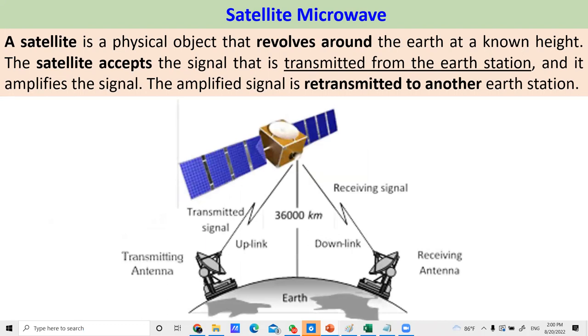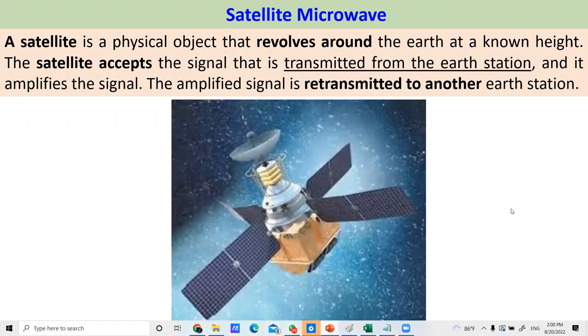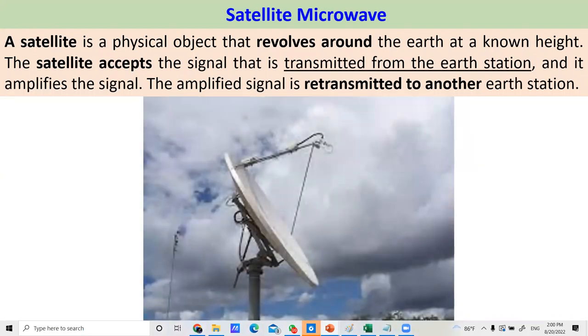Here is another picture. Look at another picture here. Here, as I mentioned earlier, the satellite is located 36,000 kilometers away. Then the uplink station is on the left and the downlink one on the right. It's another picture of a satellite. Here there is a downlink antenna. This is a type of downlink antenna.